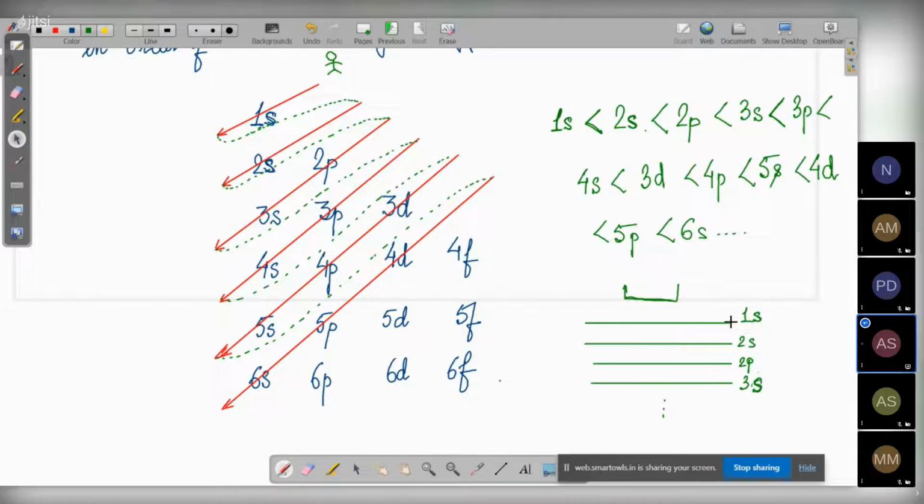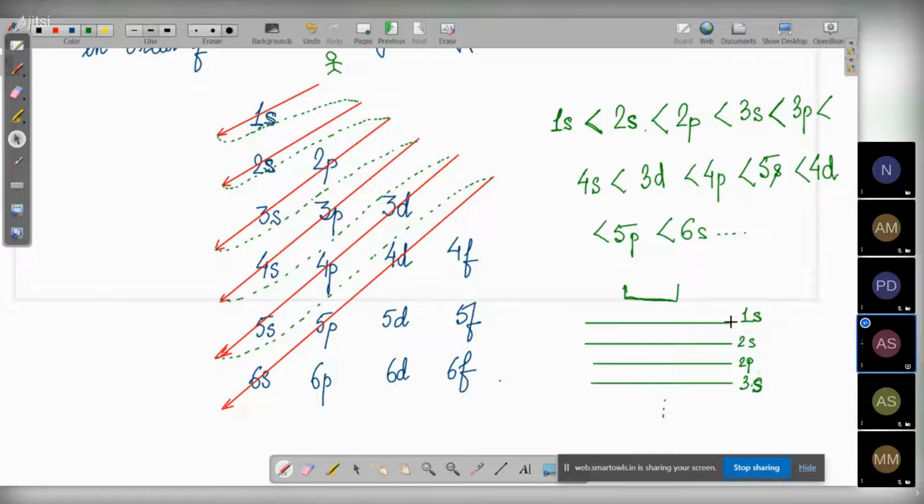So is the Aufbau principle clear to everyone? Yes, sir. Yes, sir. About the others? Yes, sir. So no doubts there.